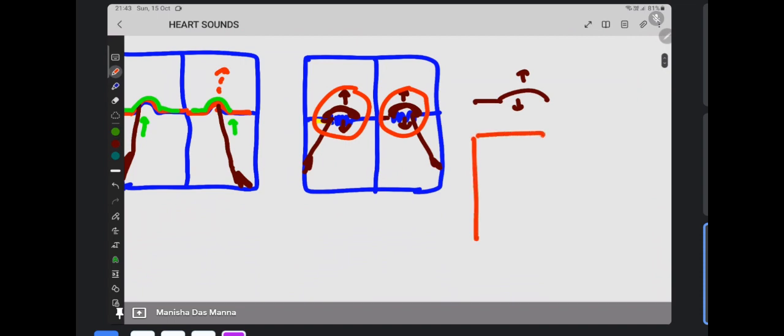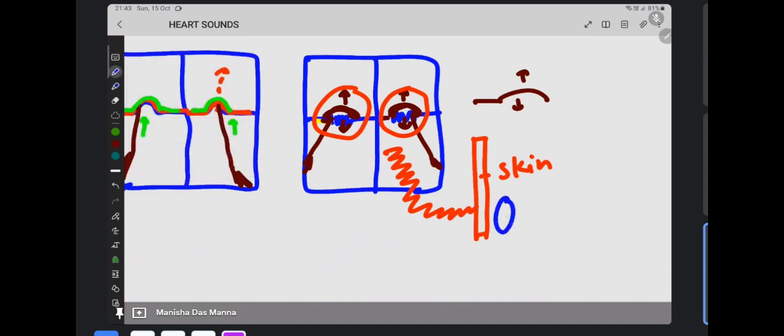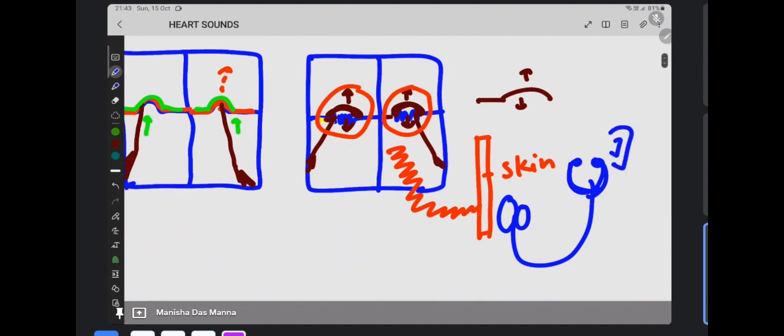And this vibration, this is our skin of the chest, is transmitted inside our thorax and into the skin. And here is your stethoscope, and you hear this in your ears. So this is the actual mechanism of the generation of the first heart sound.